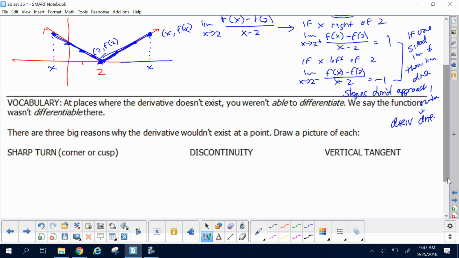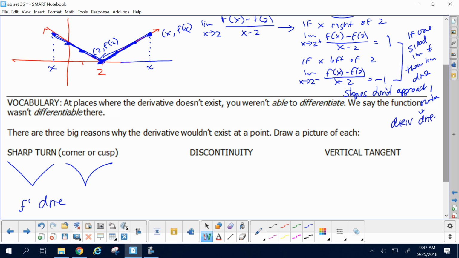So this sharp turn is the first big reason why a derivative wouldn't exist. If a curve has a sharp corner, or the old seagull function, the derivative doesn't exist at such a place because there's not what's called local linearity. It needs to be locally linear. If you zoom in enough, it needs to be smooth.